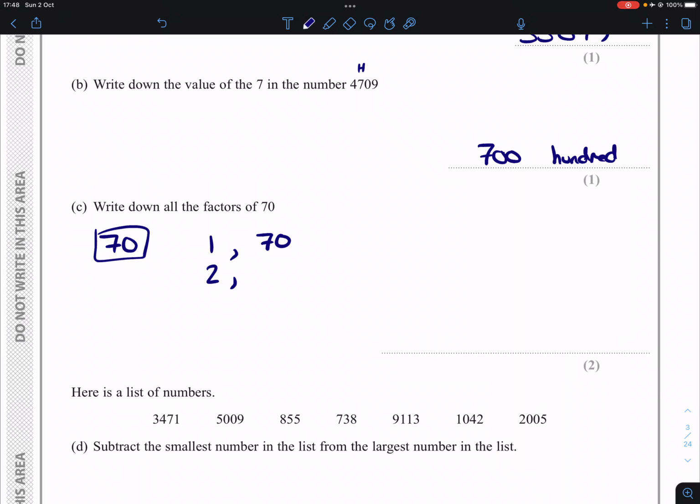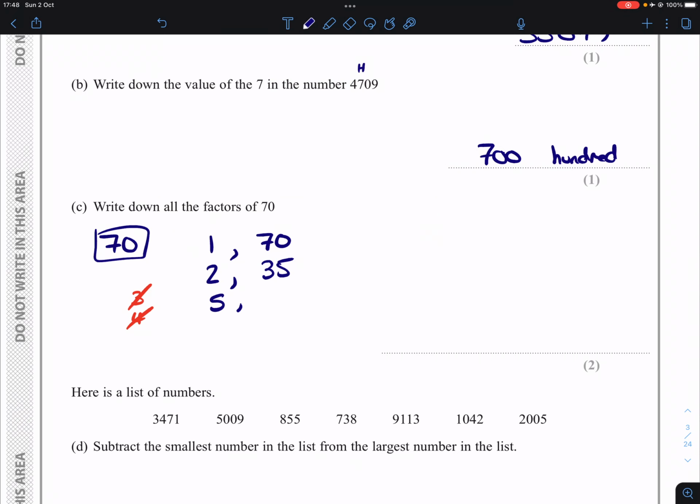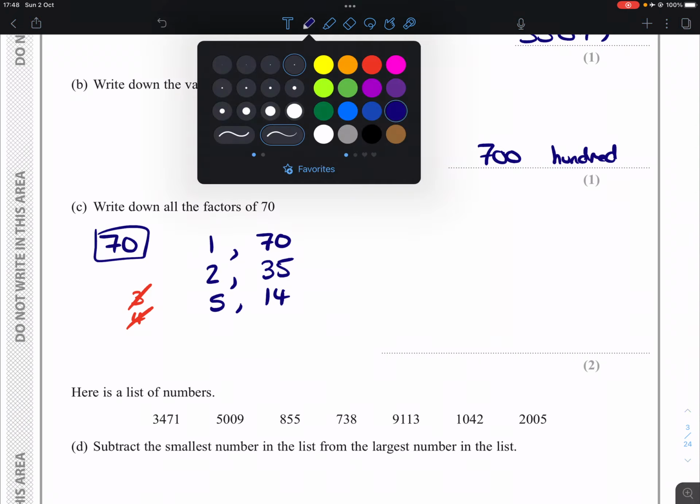70 can be divided by 2, which will give us a 35. 70 cannot be divided by 3, so I'm just going to make a note there that it's not possible. 70 cannot be divided by 4. It can be divided by 5, giving us a 14. A 6 will not work.